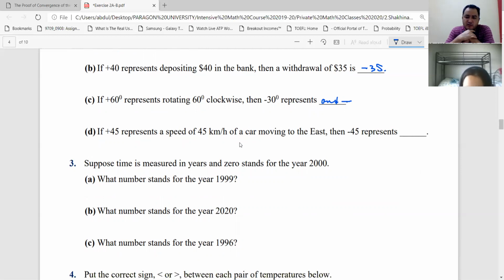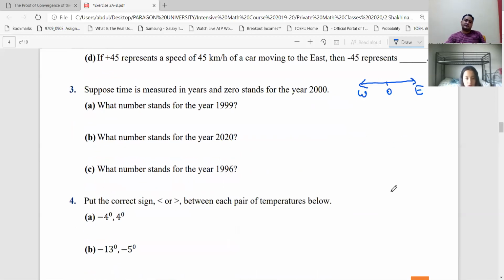Opposite directions, right? Because here one is moving in this direction, that is east, and that one is west. Let's say we are at 0. Whoever is moving to the east, you take it as positive, and whoever is moving to the west, we should take it as negative. Okay.